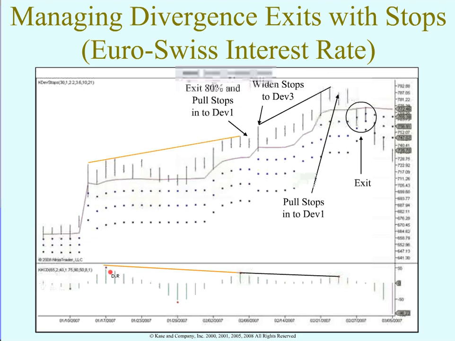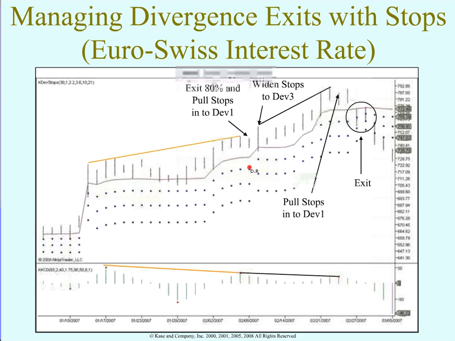So shown in orange here is a completed divergence, where we had higher highs in price with a lower high in momentum, and we could have exited 80% of our position. Now, generally speaking, whenever we see a divergence on a chart, specifically on a longer bar length, like a daily chart or one of the longer time frames that we're monitoring, then we exit 80% of the position, and we pull our stops into Dev 1.